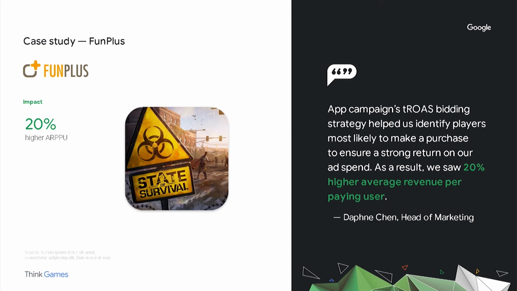They found that paying users acquired through their test campaigns using ROAS spent 20% more than paying users from campaigns not using ROAS bidding. You can reach out to your account manager to get started with our ROAS bidding beta, and we're planning to roll out this feature to all advertisers later this year.